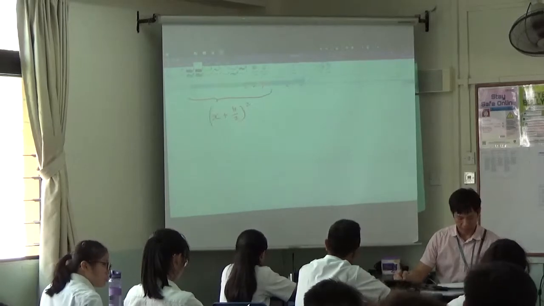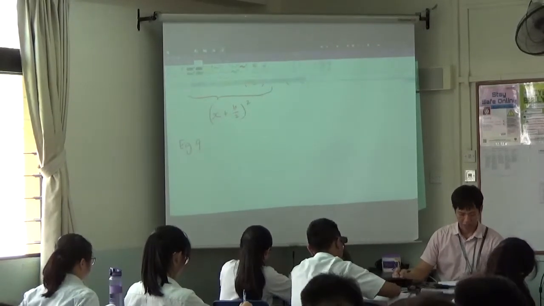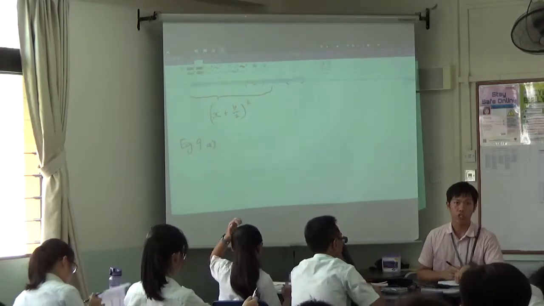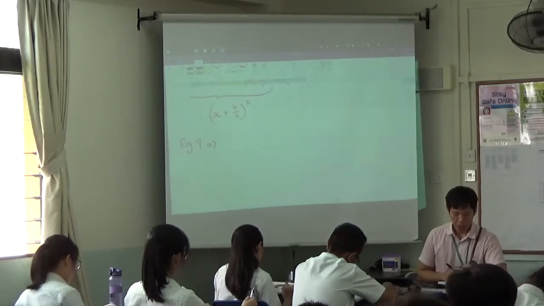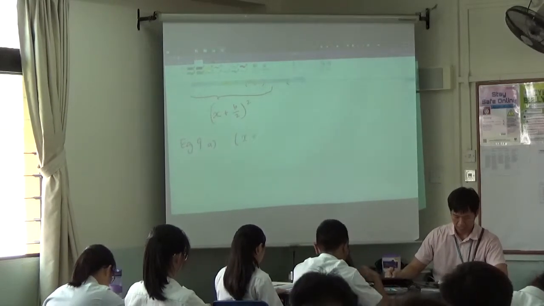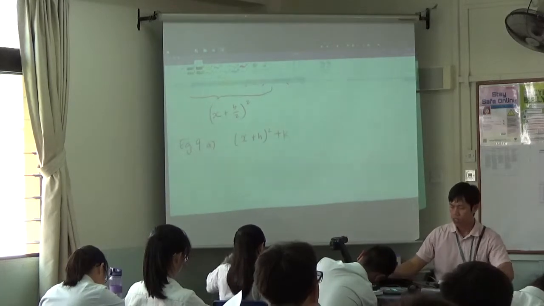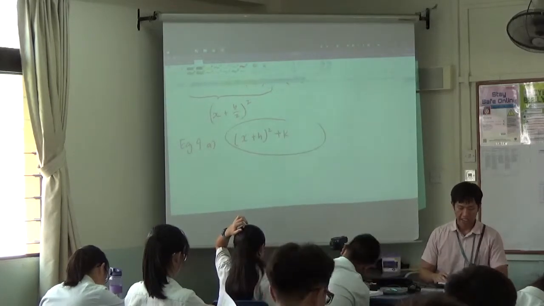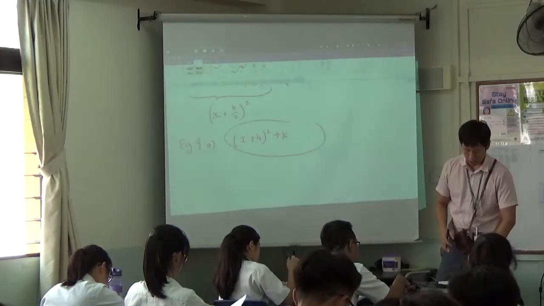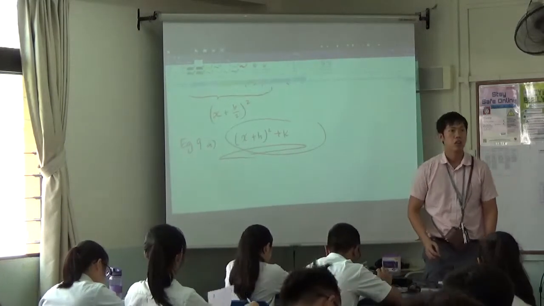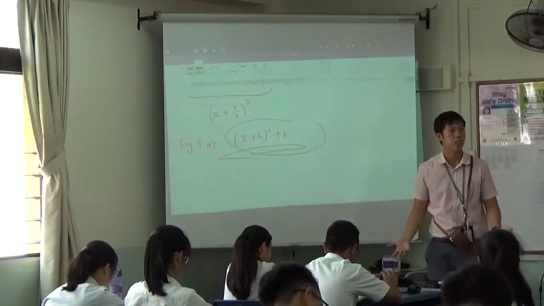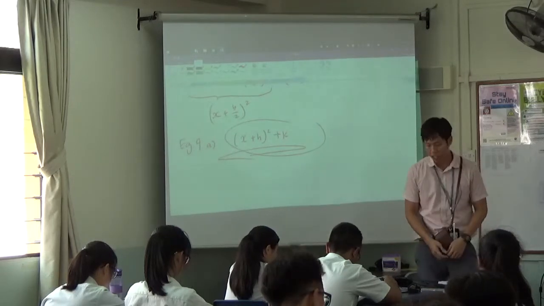Let's try example 9a. Slightly different question. Let's read the question together. Express each of the following in the form x plus h squared plus k, where h and k are constants. Express x squared plus 10x minus 3 into this form. Do you understand what they want you to do? Yeah, exactly. They didn't say anything about completing a square, right? What exactly do they want you to do?